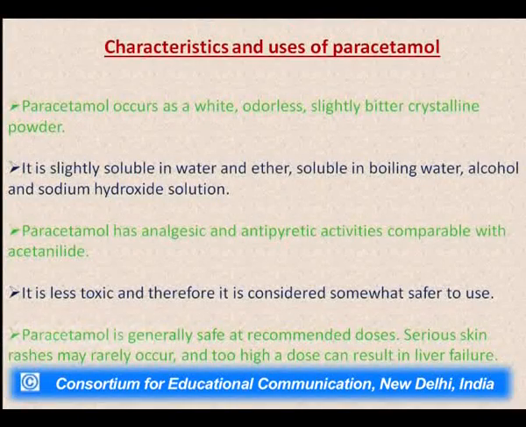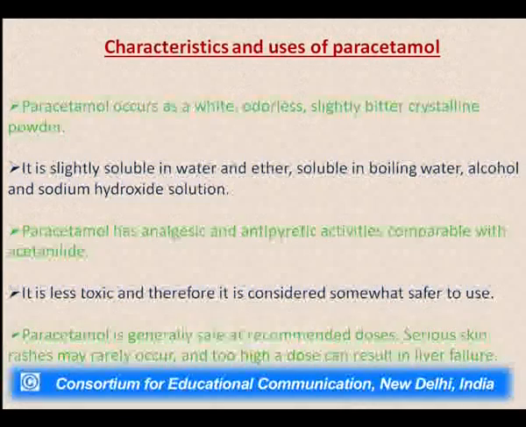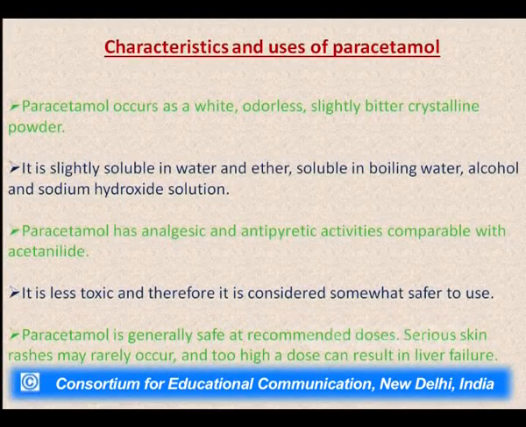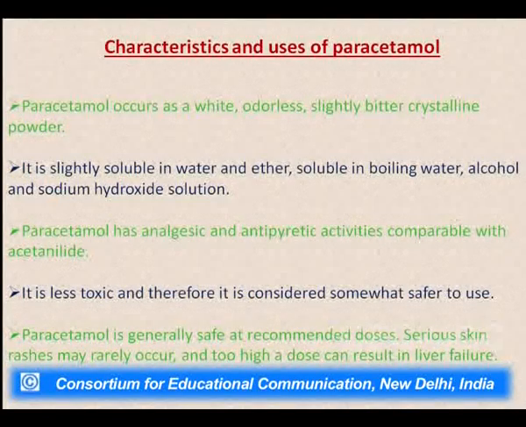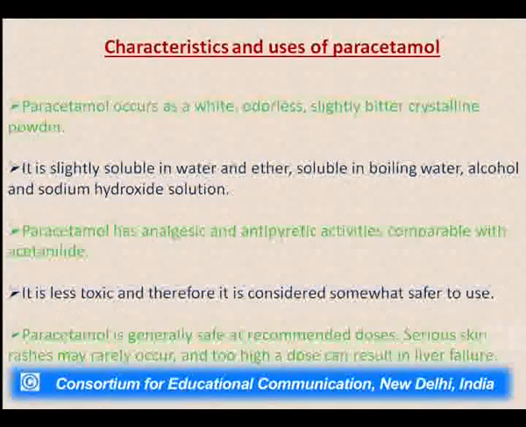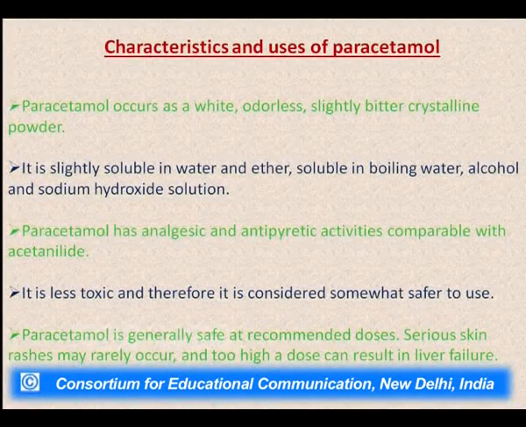Now, what are the characteristics and uses of this paracetamol? It occurs as a white, odorless, slightly bitter crystalline powder. It is slightly soluble in water and ether, soluble in boiling water, alcohol and sodium hydroxide solution. Since our stomach has an alkaline medium, when paracetamol comes to the stomach, it becomes soluble. Paracetamol has analgesic and antipyretic activities comparable to acetanilide.